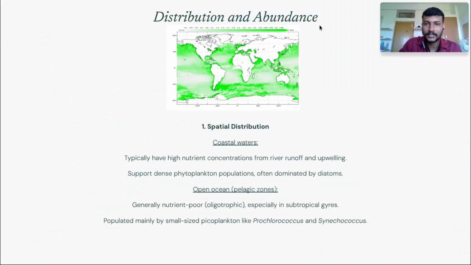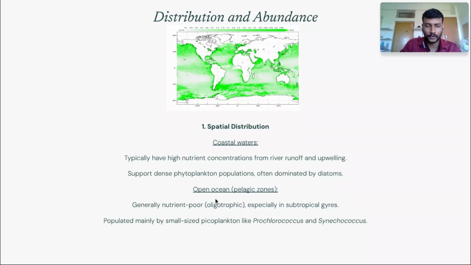Next, let's talk about the distribution and abundance of these organisms. Firstly, we will talk about spatial distribution, meaning where on the map they are present more and where they are present less. As we can see, coastal waters have a higher concentration of phytoplanktonic growth because these areas have rivers dumping into the ocean, and the rivers carry a variety of nutrients with them.